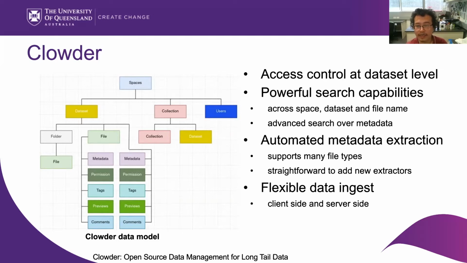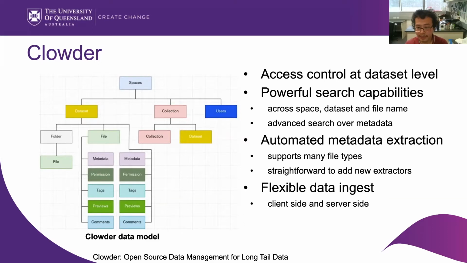Clowder provides powerful search capabilities. You can search based on the names of spaces, datasets, and files. Or you can do a search over metadata, so you can search over particular fields of metadata in files or datasets. Clowder also provides automated metadata extraction. It supports many file types, but it is also extensible to add new extractors, which is the term in Clowder for a plugin that extracts metadata out of files.